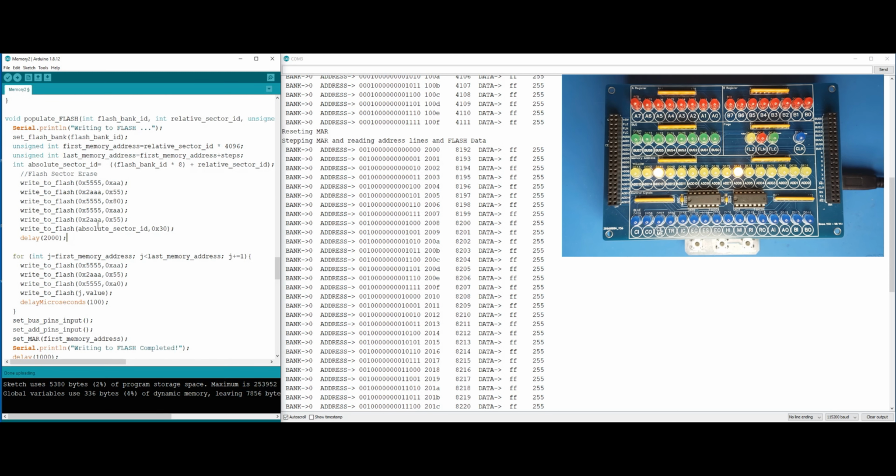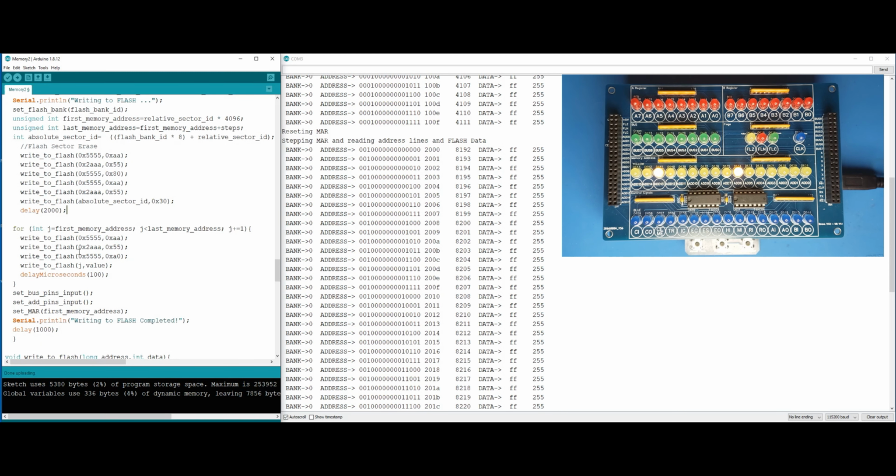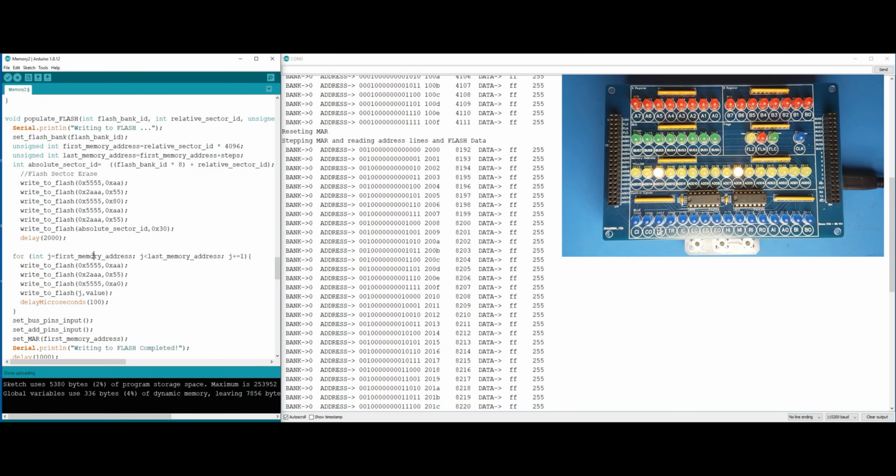And then once it is done, we go into a write operation. For the write operation, we're going to start from the first memory address that we calculated here, and then go all the way up to the last memory address, which is the number of steps plus the first memory address. And then we're going to write the value that we passed into the function.